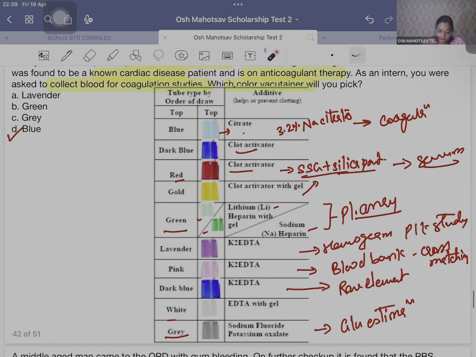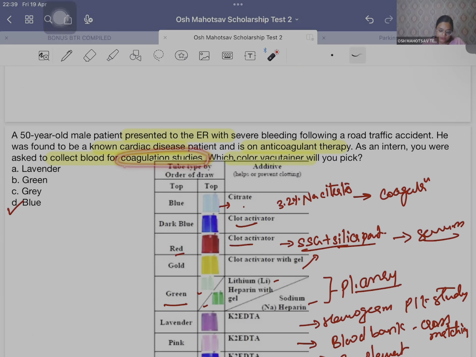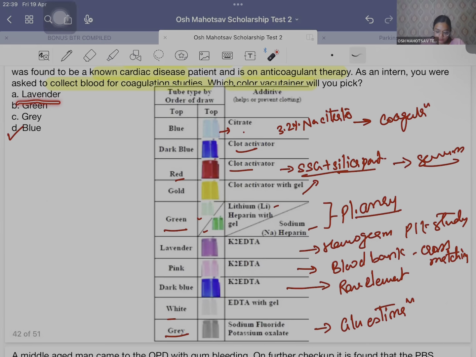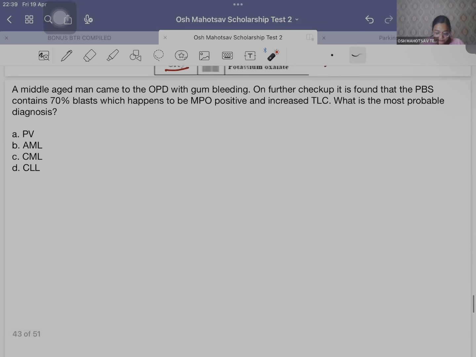So here the answer will be, since we have to go for coagulation study, we are using this blue one. If they ask you about the hemogram or platelet study, we will be using lavender. If they ask you about plasma assay, then we are using green. Glucose estimation, we will be using gray.